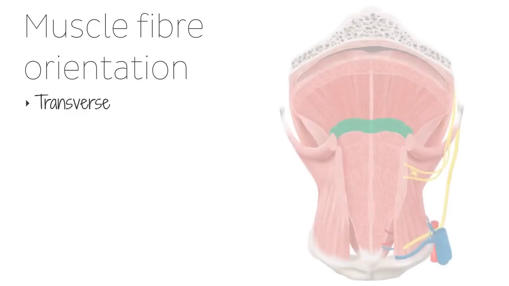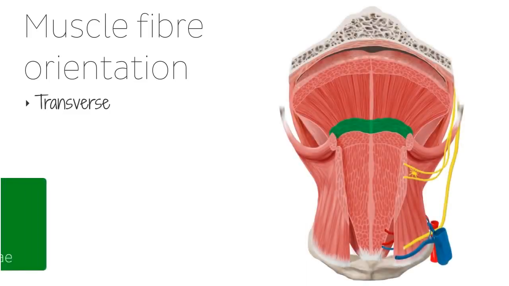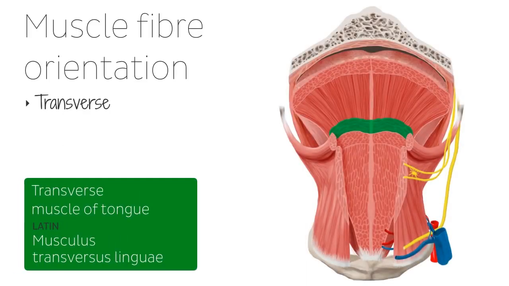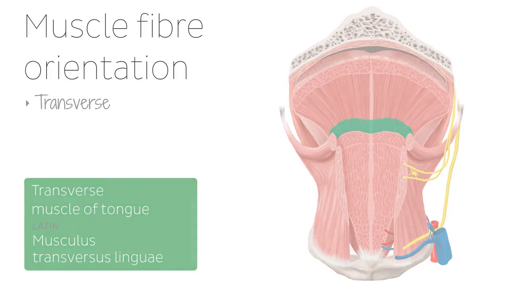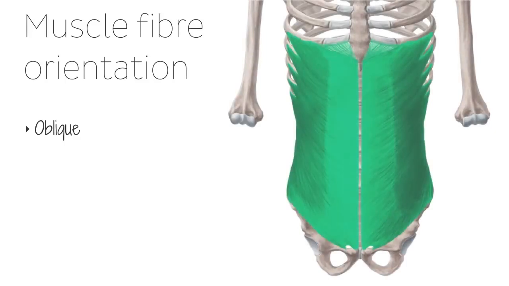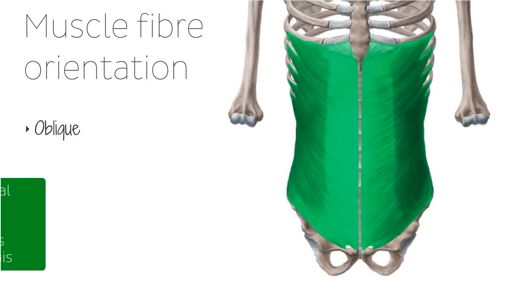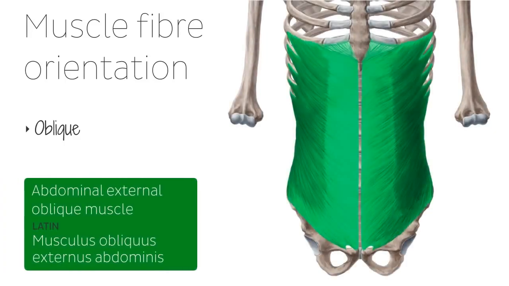Muscles can also derive their names from the orientation of their muscle fibers. The terms used to describe the orientation of muscle fibers include transverse, oblique, and rectus. The term transverse, which is used in the naming of the transverse muscle of the tongue, is used to describe muscle fibers that run perpendicular to the midline. The term oblique is used to describe muscle fibers that run diagonally, at an angle or slanting. A good example of this would be the oblique muscles of the abdomen.